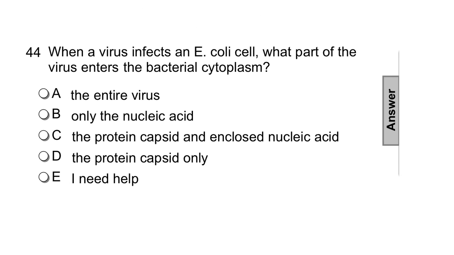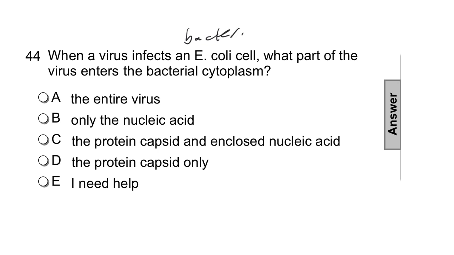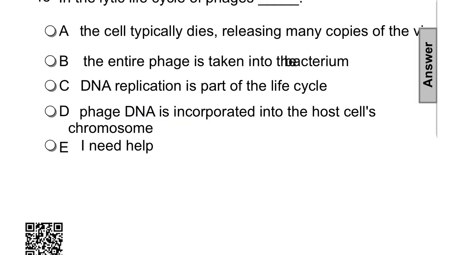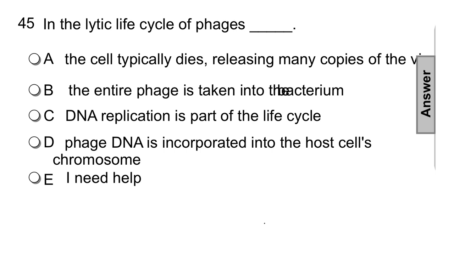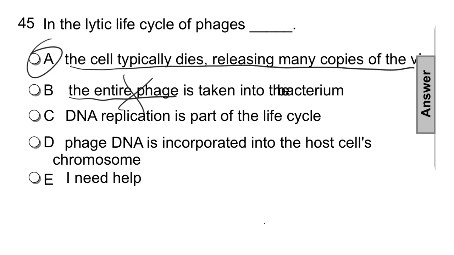When a virus infects E. coli, that's a type of bacteria cell that lives in our gut. What part of the virus enters the bacterial cytoplasm? Just the DNA or RNA. In the lytic cycle of phages of viruses, the cell typically dies, releasing many copies of the virus. That is true. The entire phage, no, just not the protein coat, enters the bacteria. DNA replication is part of the life cycle. Well, yeah, it is. DNA replication of the virus is part of the life cycle.